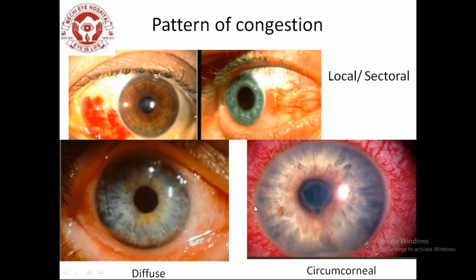So we should know about the circumcorneal congestion and the diffuse congestion. So these are very important. The below right one is the circumcorneal congestion, which signifies the disease of the anterior chamber like glaucoma or anterior uveitis, and this diffuse congestion is usually because of the conjunctivitis.